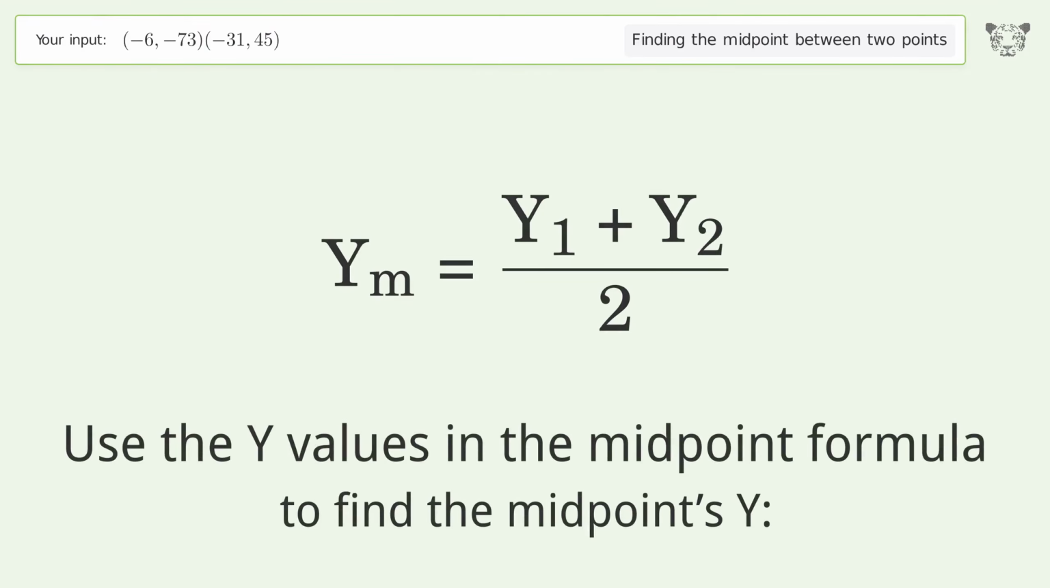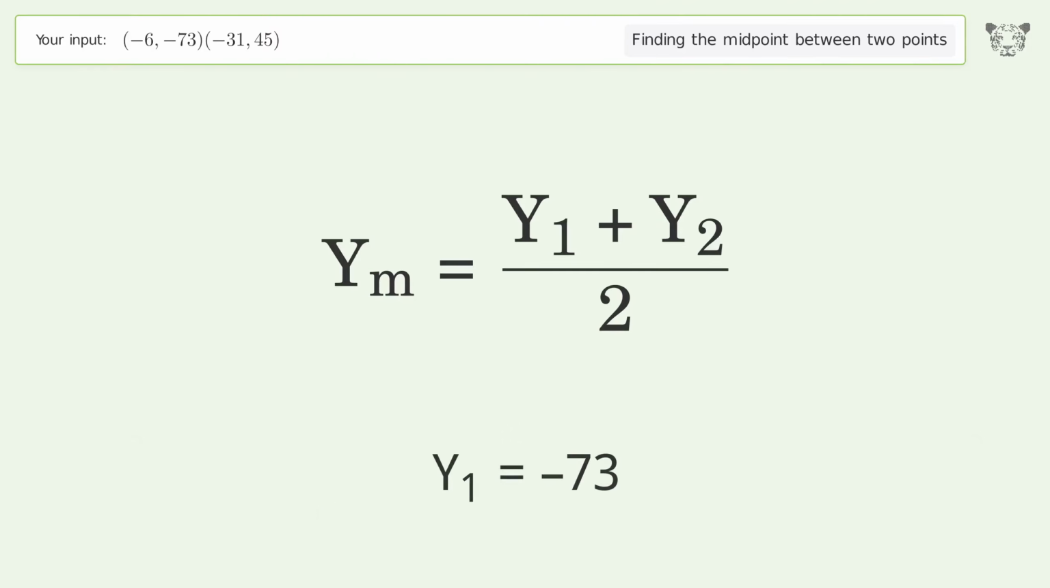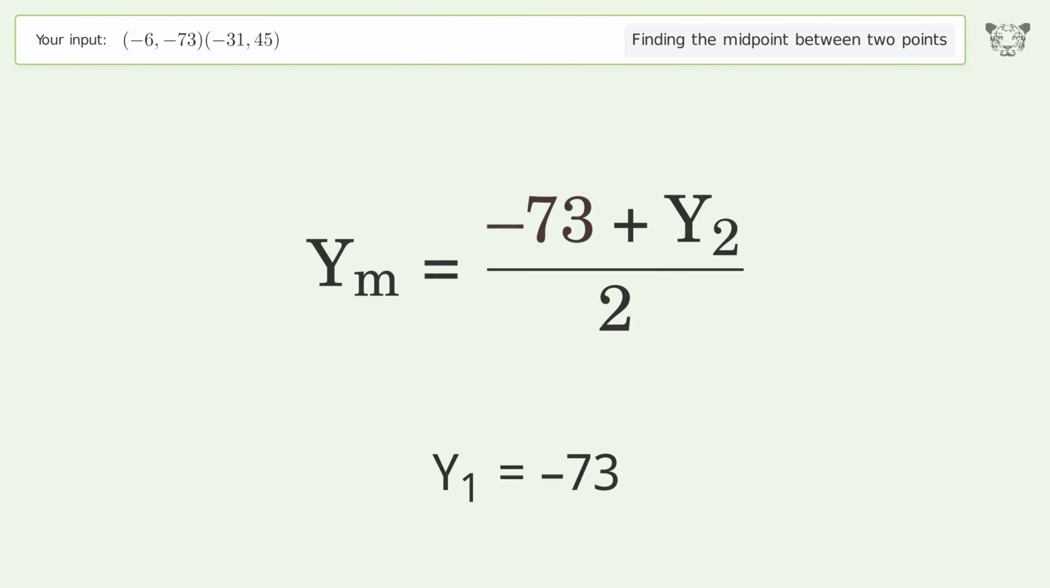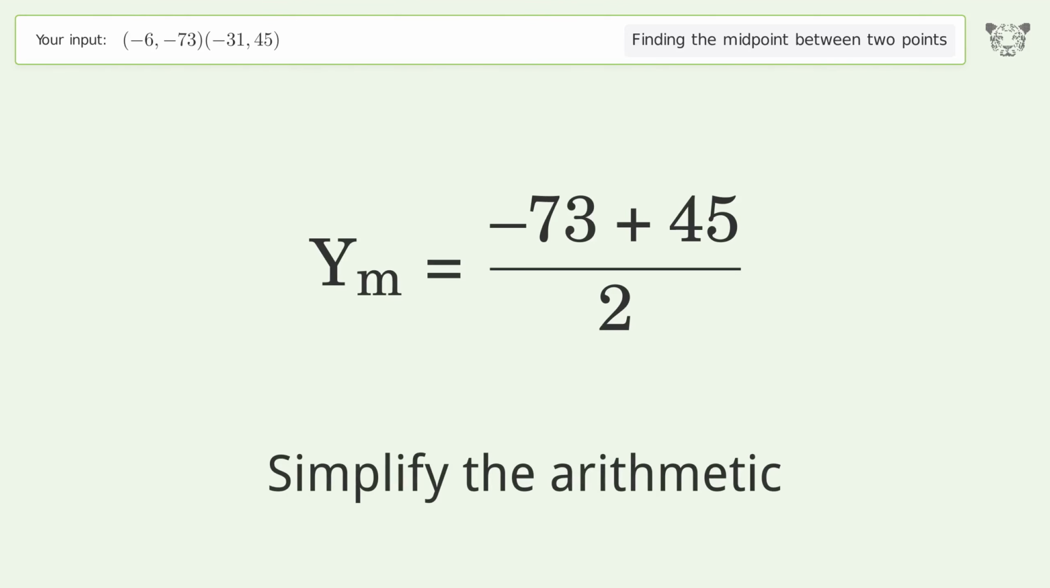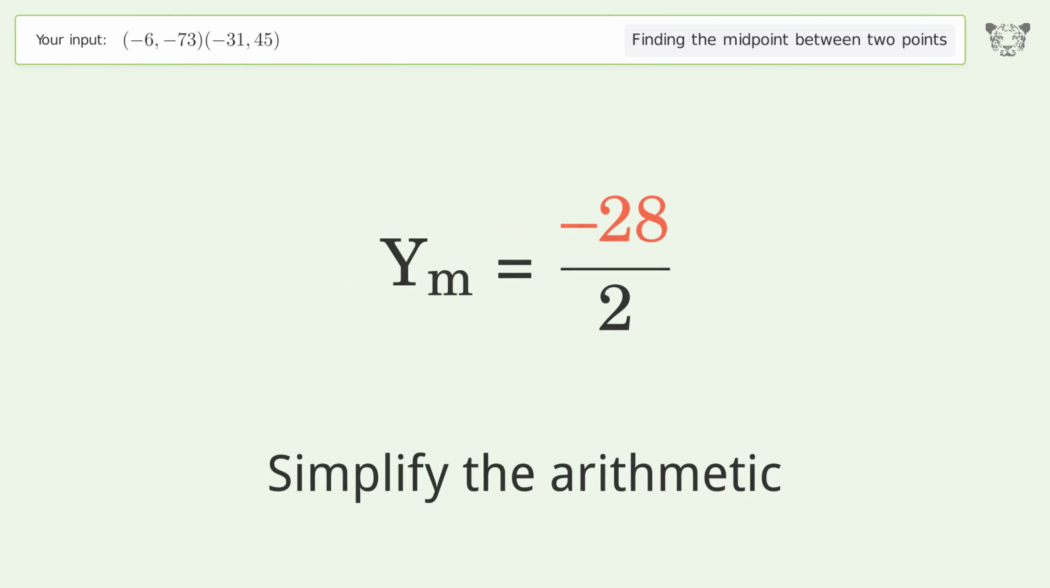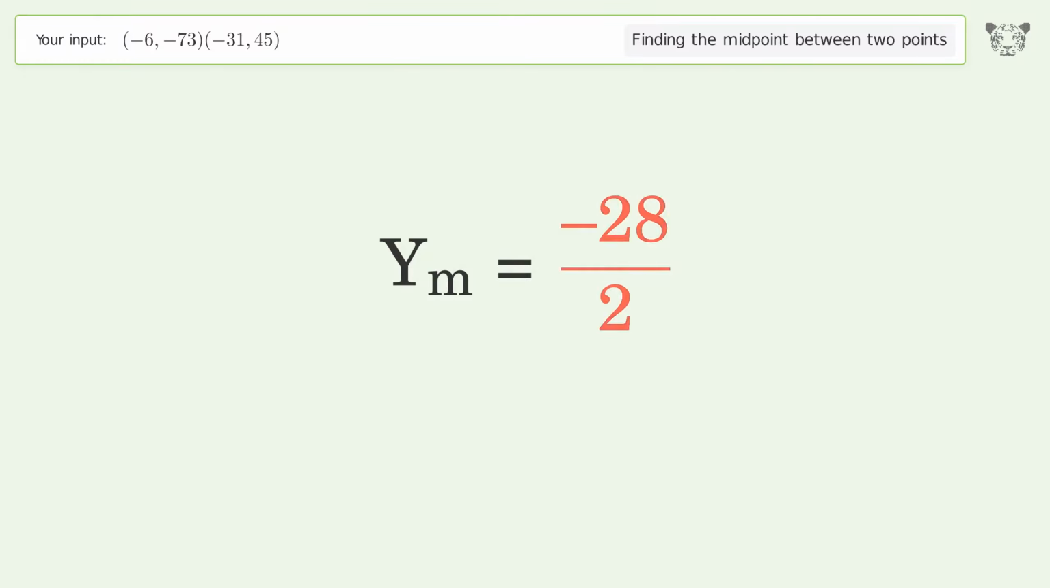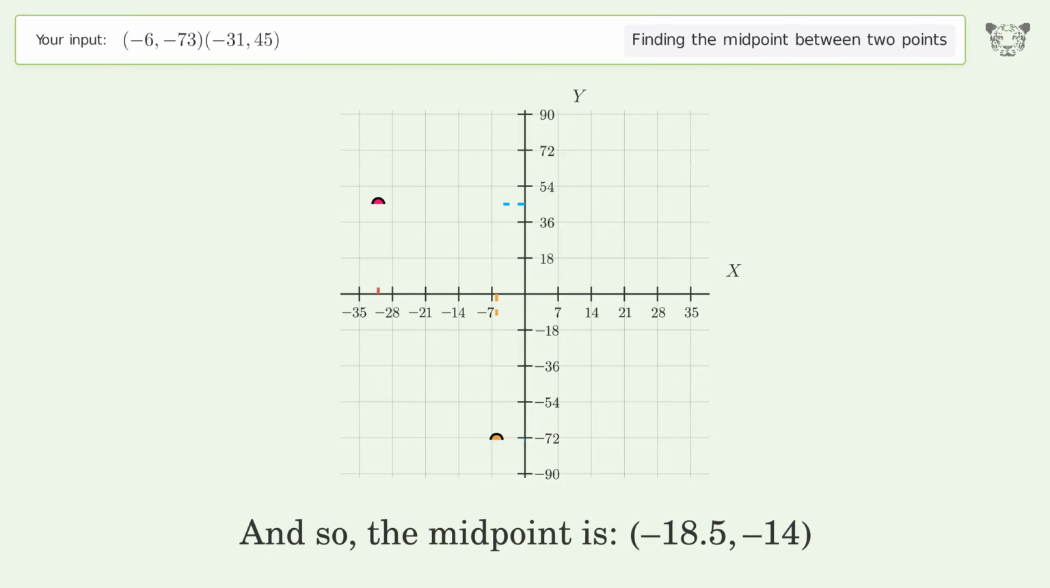Use the y values in the midpoint formula to find the midpoint's y. y1 equals negative 73. y2 equals 45. Simplify the arithmetic. And so, the midpoint is negative 18.5, negative 14.